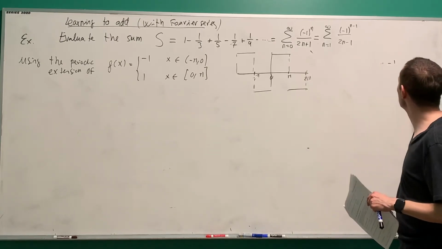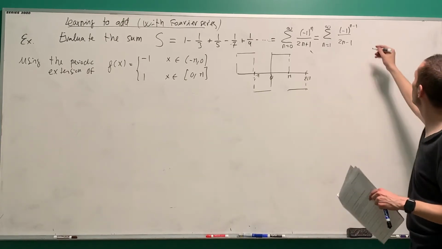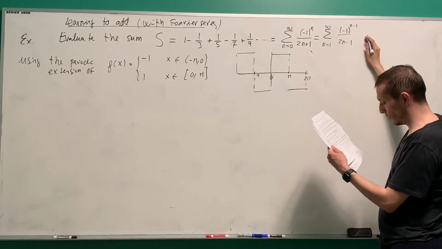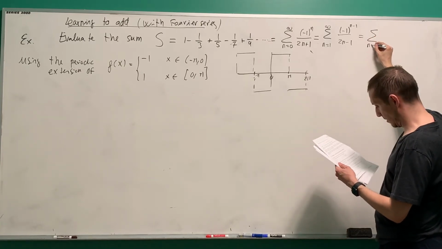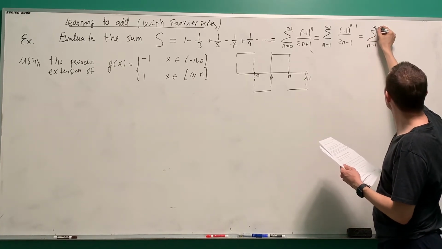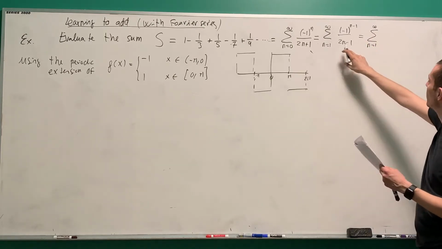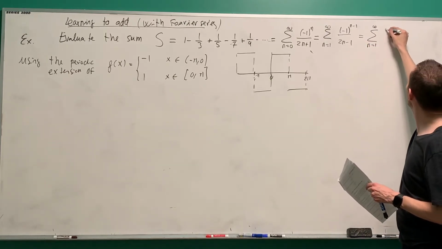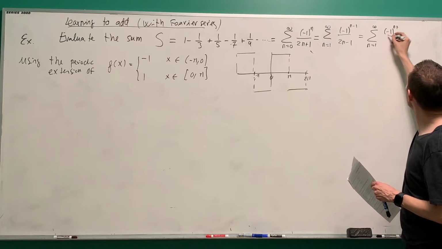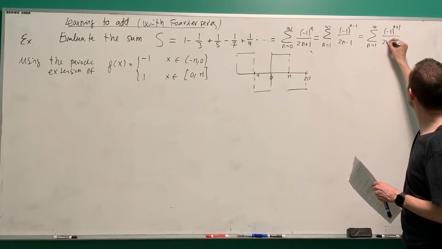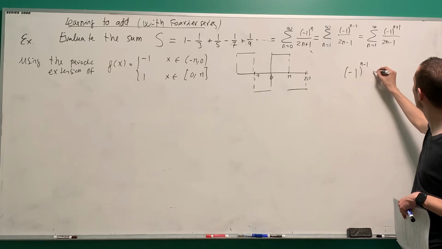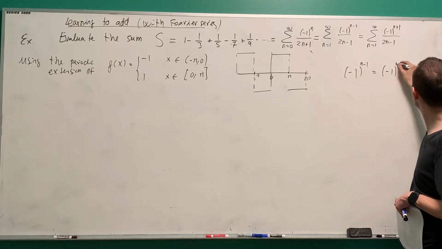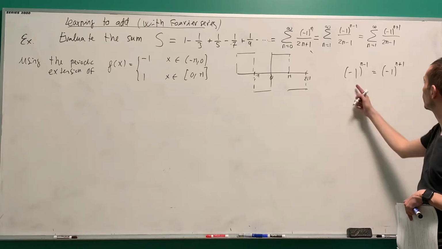If I want to do another simplifying step, I can do things like this: the sum from n equals 1 to infinity of minus 1 to the n plus 1 divided by 2n minus 1. Because why? Because minus 1 to the n minus 1 is equal to minus 1 to the n plus 1. How do I go from one to another?